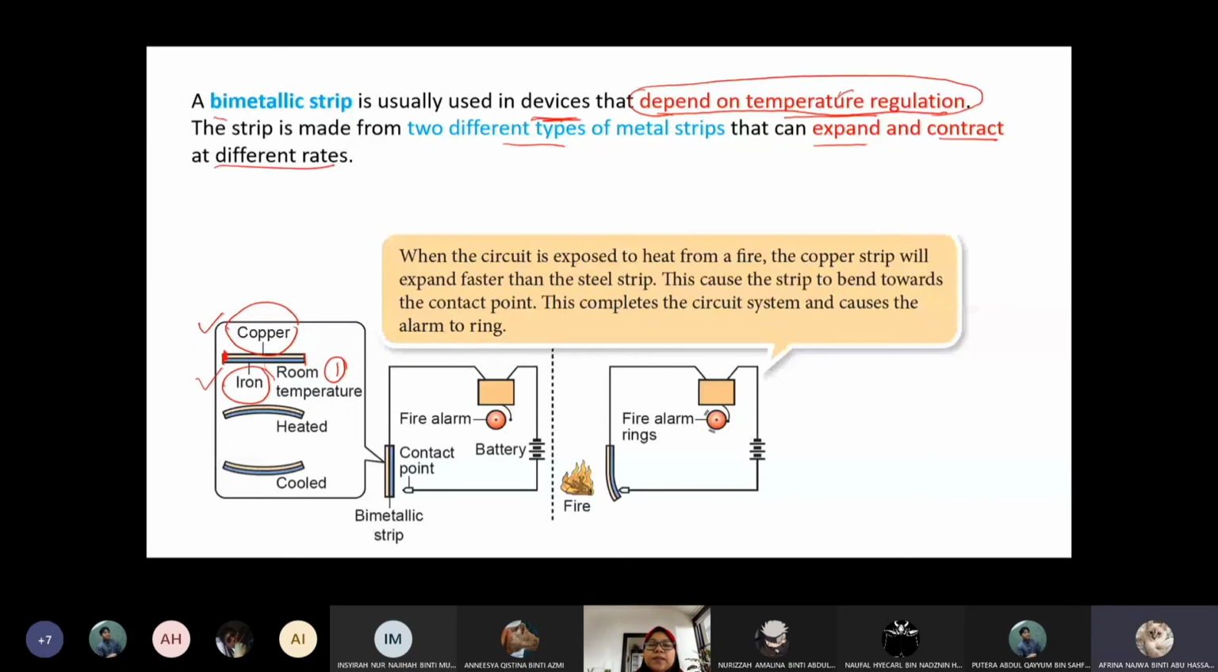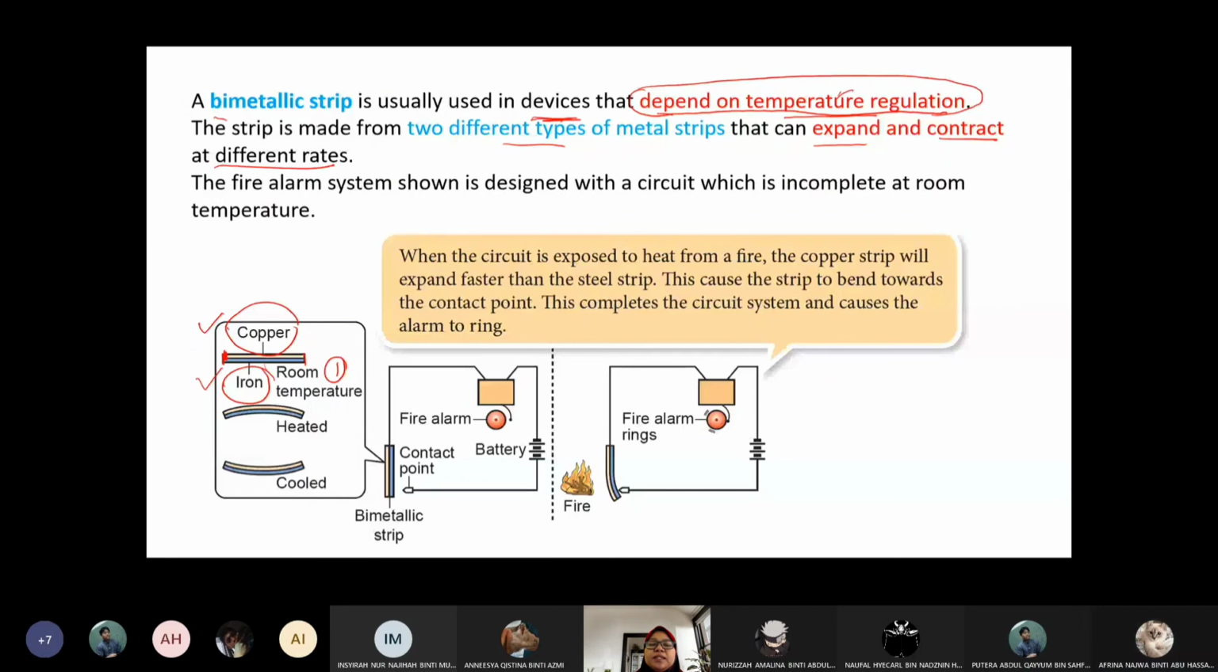The fire alarm system shown is designed with a circuit which is incomplete at room temperature. So this one is at room temperature, no fire. Tak ada api berlaku. When there is no fire, the circuit is incomplete, so there is no current flowing. When there is no current flowing, the fire alarm will not go off. Dia tak akan berbunyi.